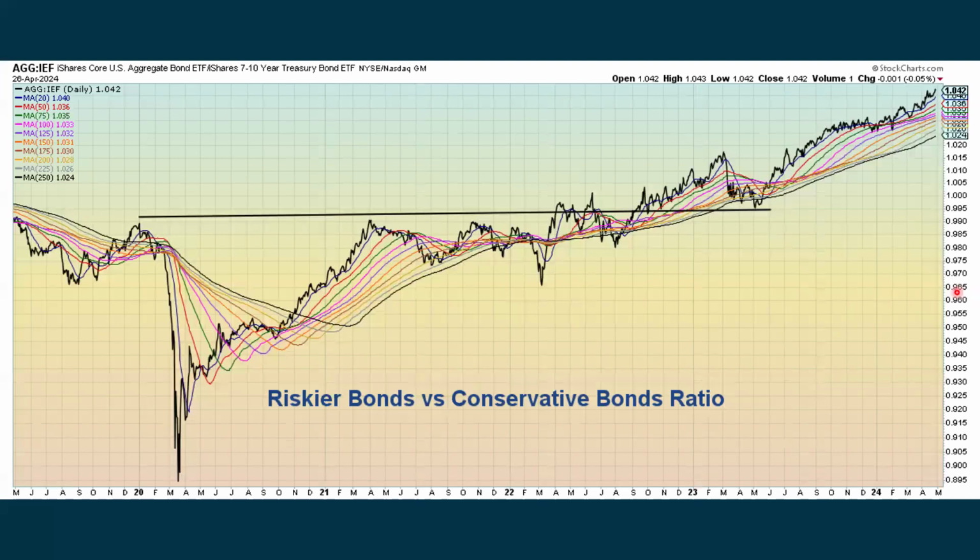Then we look at riskier bonds, which are junk bonds, and we compare them with more conservative bonds. And this is really continuing to go up, maybe meaning that folks are favoring the riskier bonds. They want the higher yield and they're willing to assume that risk. Now, if we start to see this ratio going down, that means folks are getting out of the riskier bonds and jumping into more of the conservative bonds, thinking that interest rates have topped out and they're going to come down, because treasury bonds are considered to be very safe, where junk bonds can be very risky.